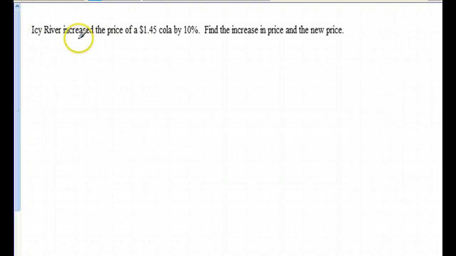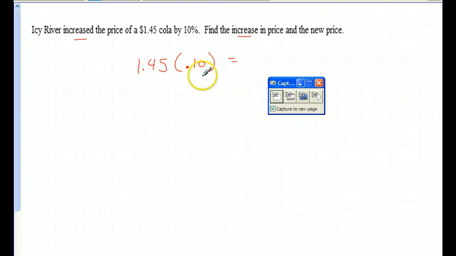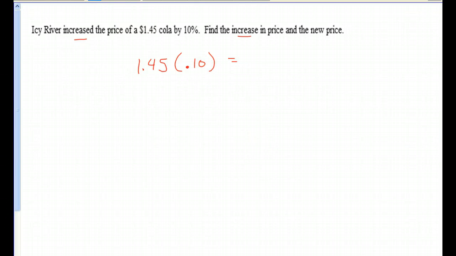Alright, now we start to get into these increase-decrease problems. Now read them carefully. This thing increased the price of this $1.45 cola by 10%. We want to find the increase, the amount it increased by, and then the new price after the increase. To find the increase, we multiply 1.45 times 10% as a decimal. So we're changing 10% back to a decimal. That's 0.10, or just 0.1. And then we're going to multiply this.